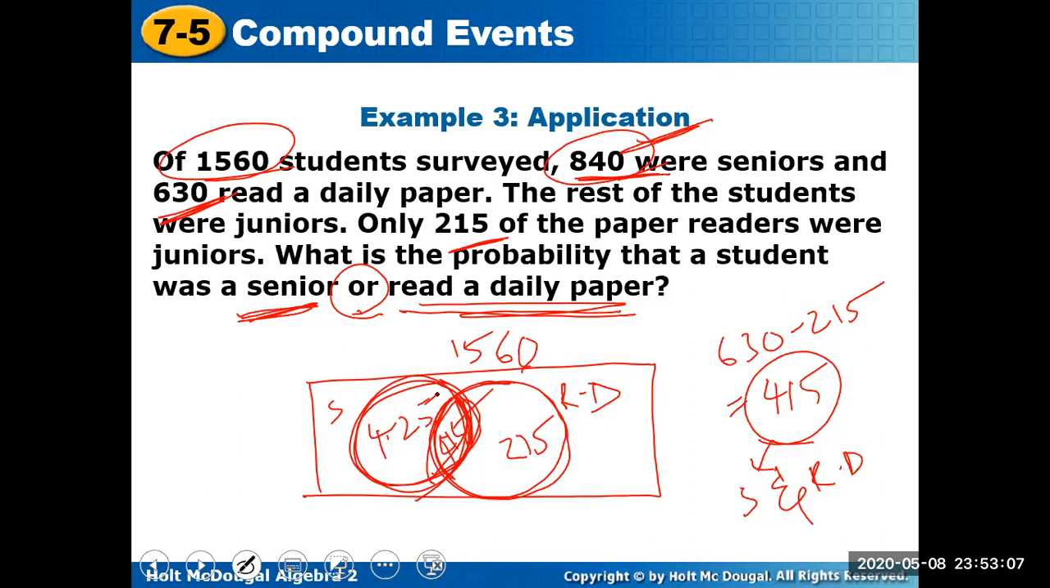Yes, so this is how it is. All right. Now the question is the probability that a student was a senior or read a daily paper. To find that probability, senior means this whole circle. Read daily paper means this whole circle. So we included the common area as well in that.